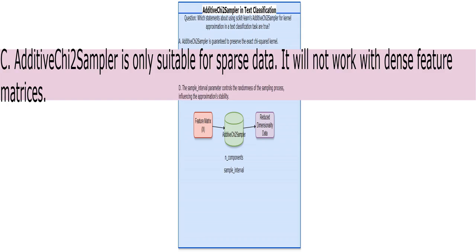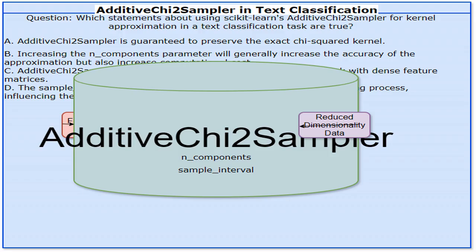Although AdditiveChi2Sampler is efficient with sparse data with many zeros, it can work with dense data as well. This refers to the number of random features generated by the AdditiveChi2Sampler. Think of it like the level of detail in the approximation. Higher values are more precise but more computationally expensive.